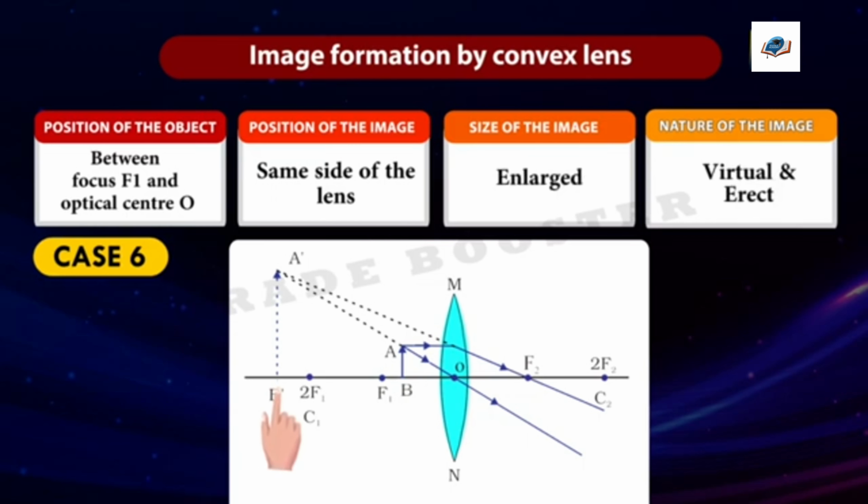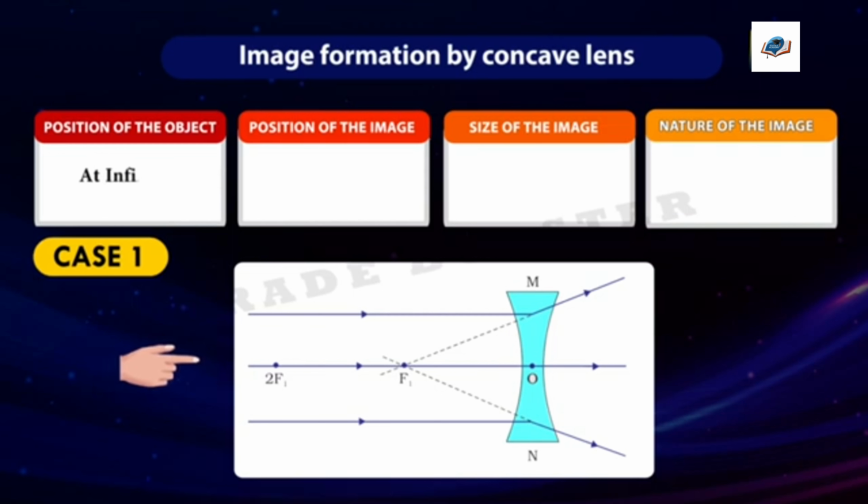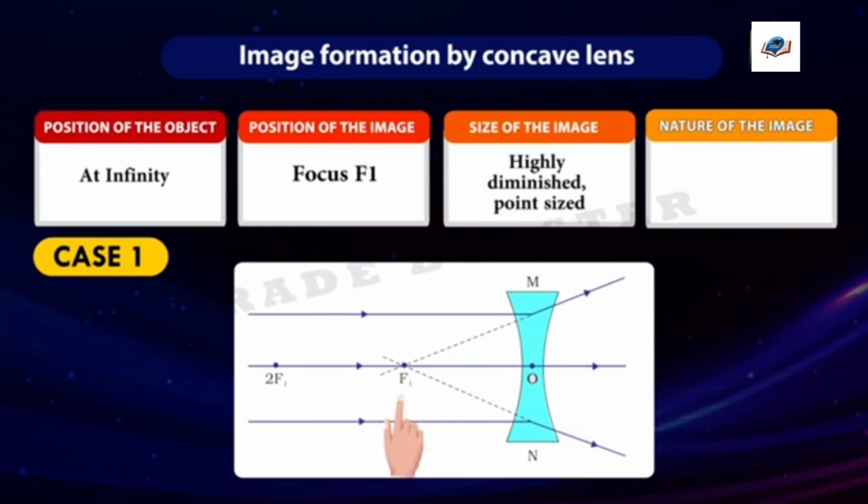Let us now study the nature, position and relative size of the image formed by a concave lens. Case 1. If the position of the object is at infinity, the position of the image will be at the focus F1. The relative size of the image is highly diminished and point-sized. The nature of the image is virtual and erect.